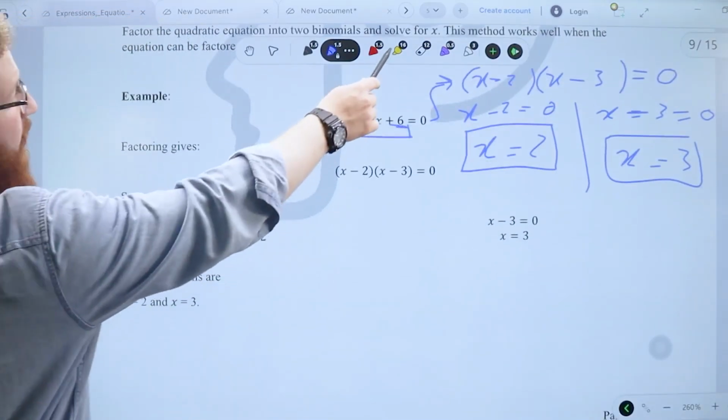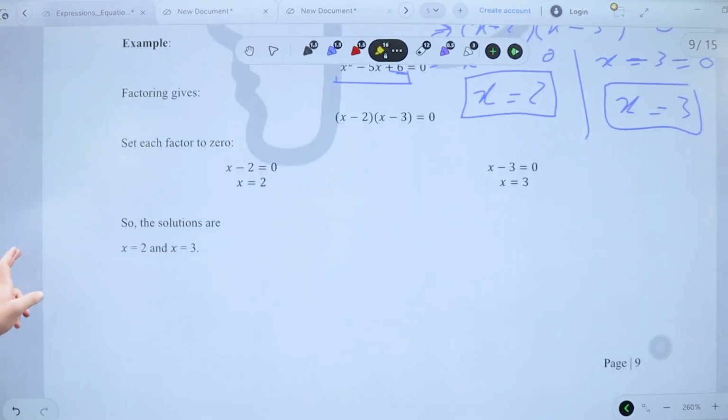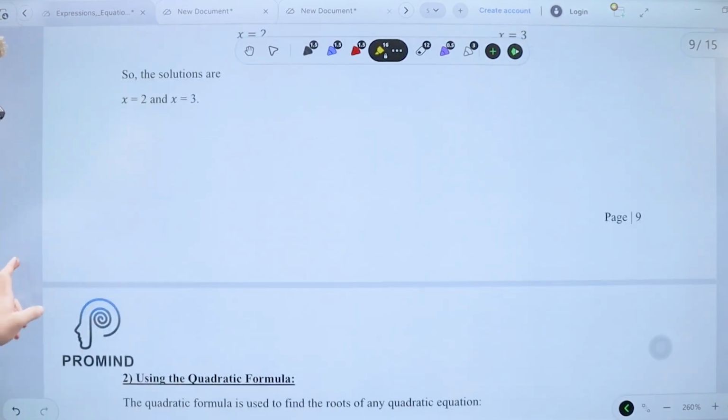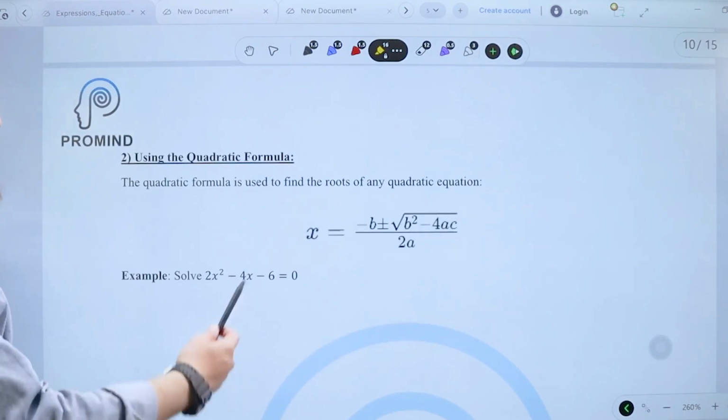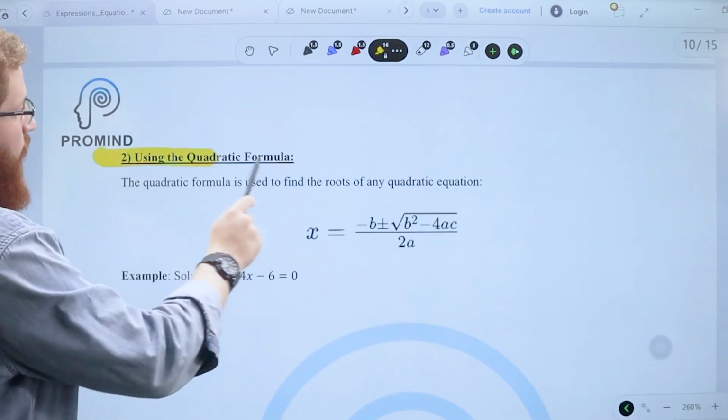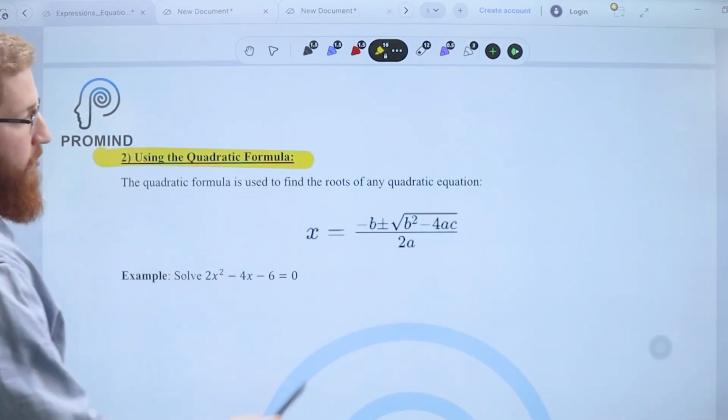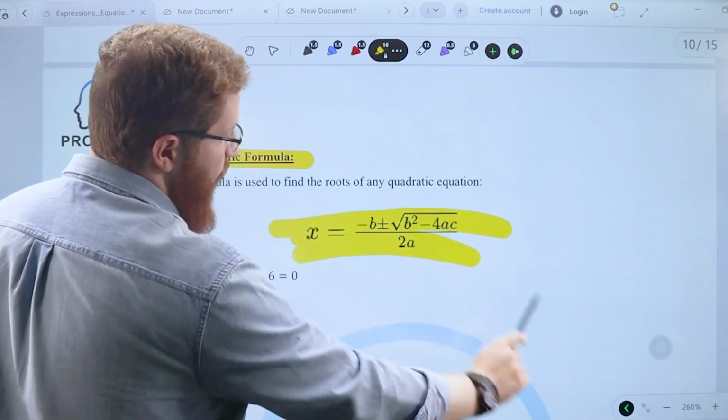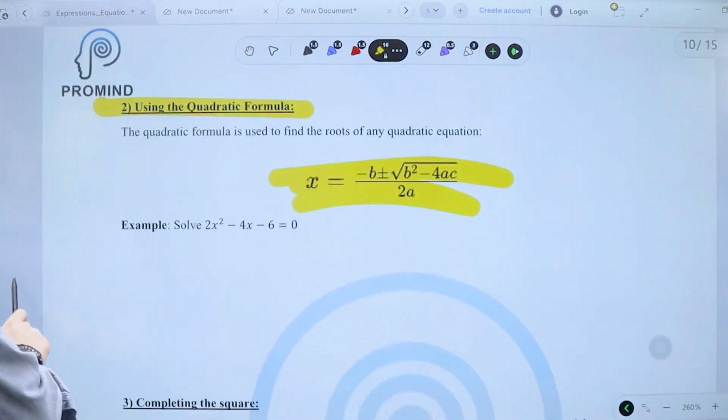Okay. The other method of solving a quadratic equation is using the quadratic formula. This is the formula we just were talking about at first. How do we use it?